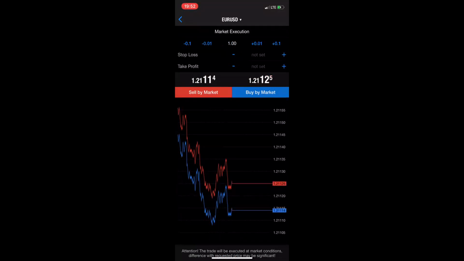So now the next one I'm going to explain: you can see some numbers below my market execution: minus 0.1, minus 0.01, plus 0.01, and plus 0.1. They are called the lot size. But before I go into lot size, I would like to explain what PIP means. PIP is called point in percentage, and this is the movement of market price here.